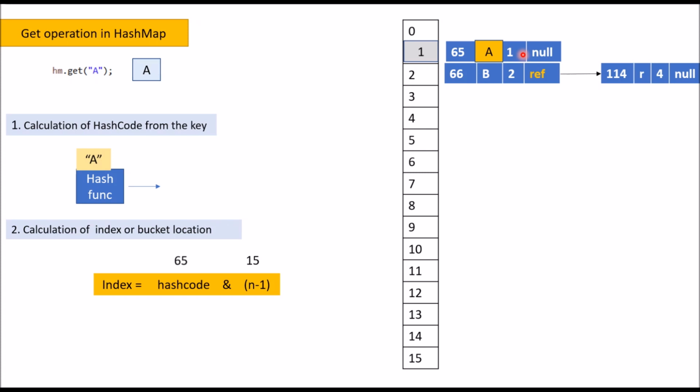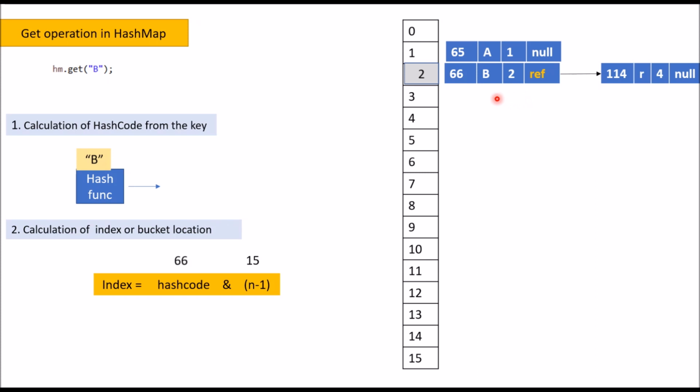Similarly, if we do hm.getB, first and second step would be repeated. Pass the key to the function to calculate the hash code, pass the hash code to calculate the index. Now at the index 2 we have two insertions: 66, B, 2 and 114, R, 4. So whenever a collision is present at a particular bucket location, comparison of hash code and key would be sequential in nature.